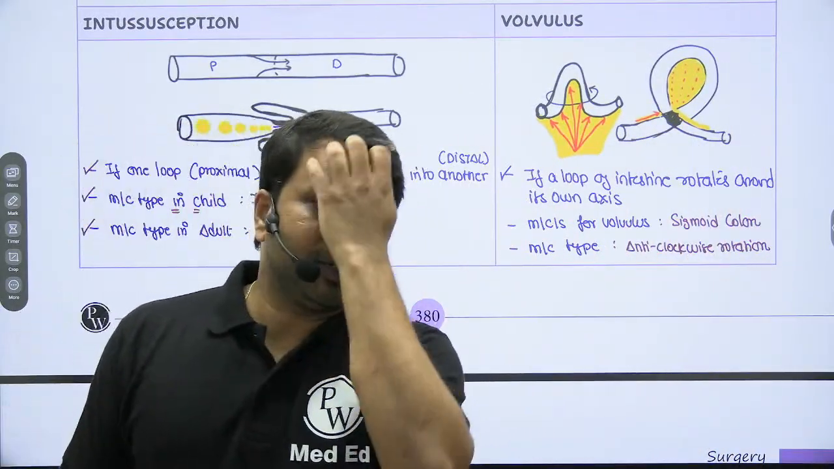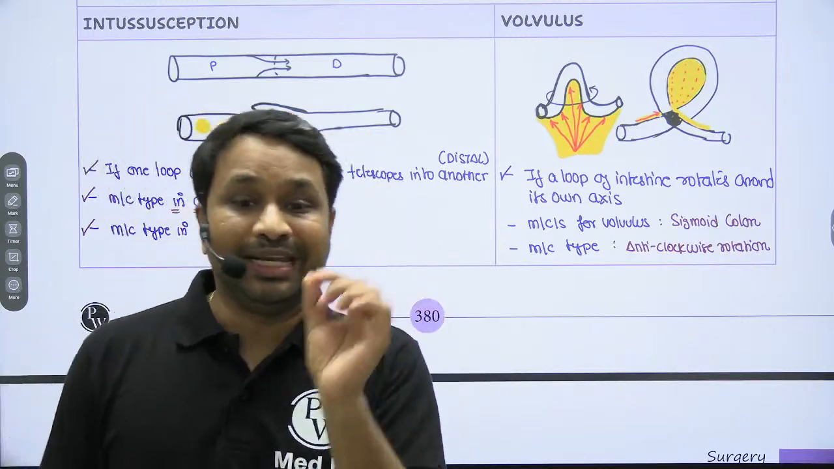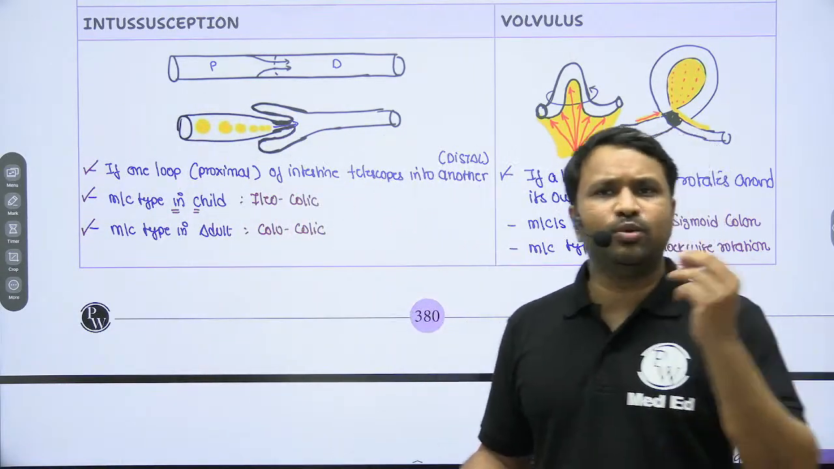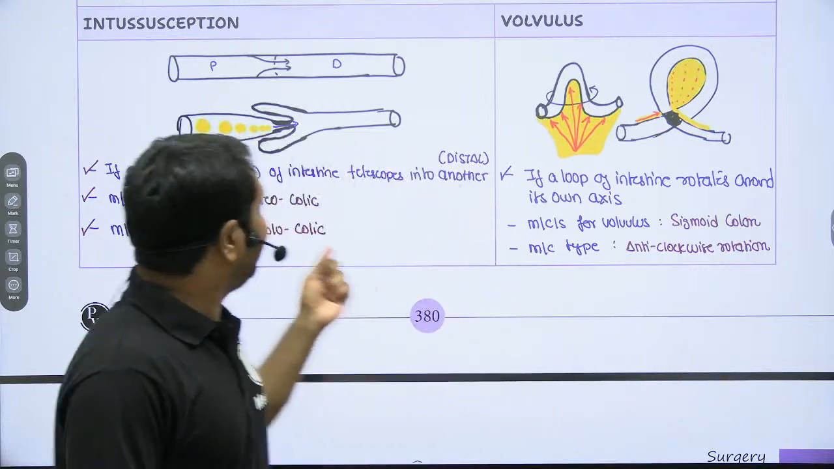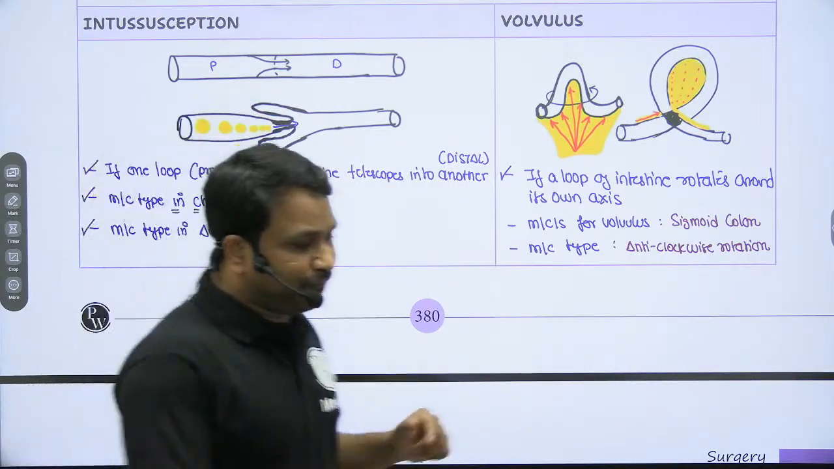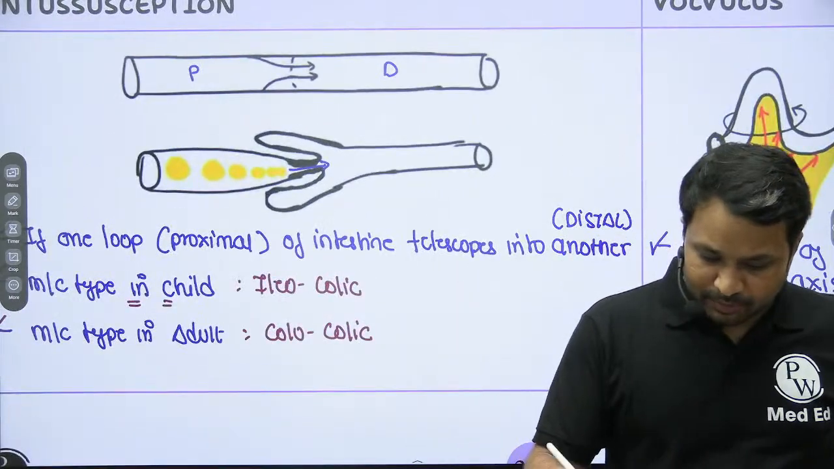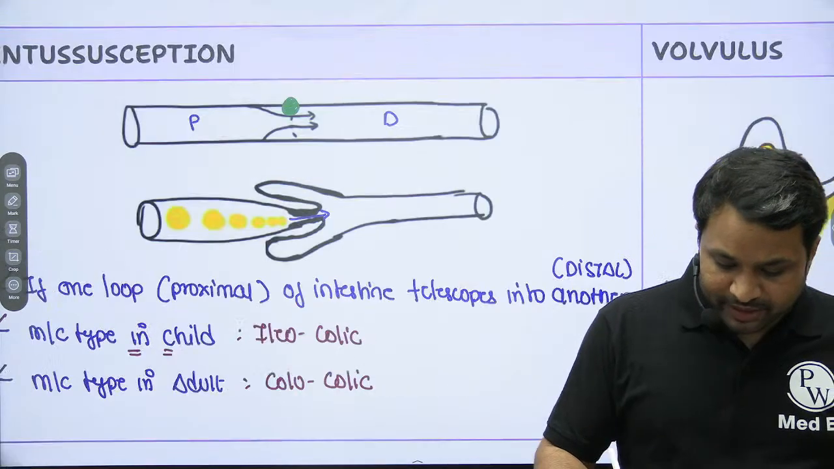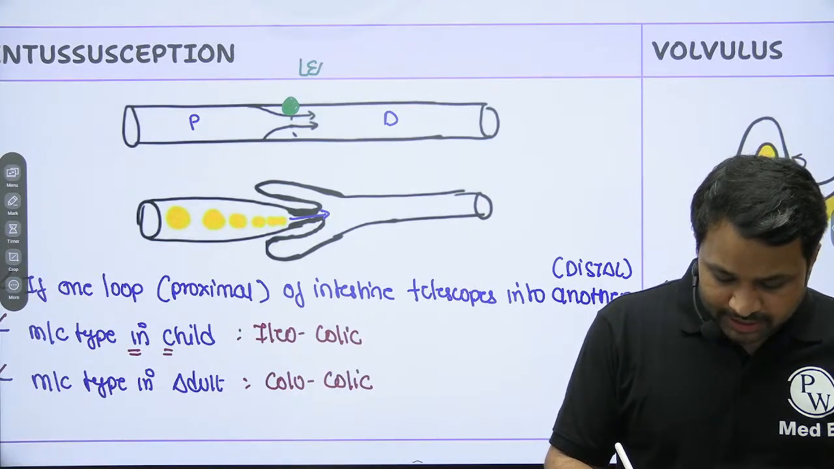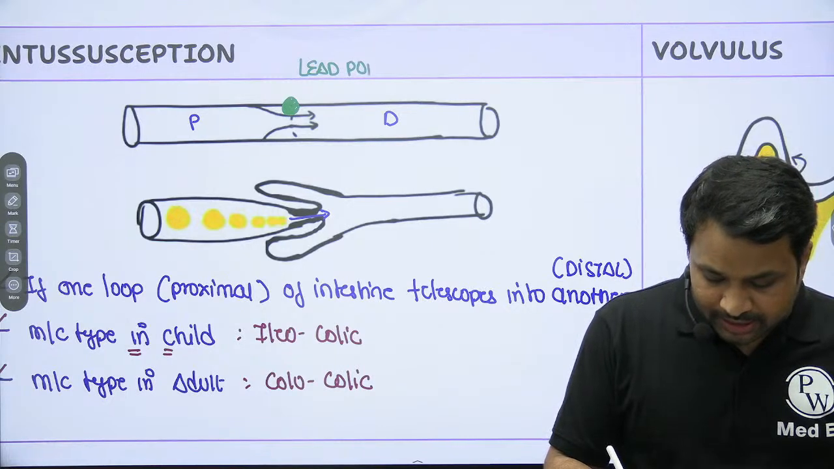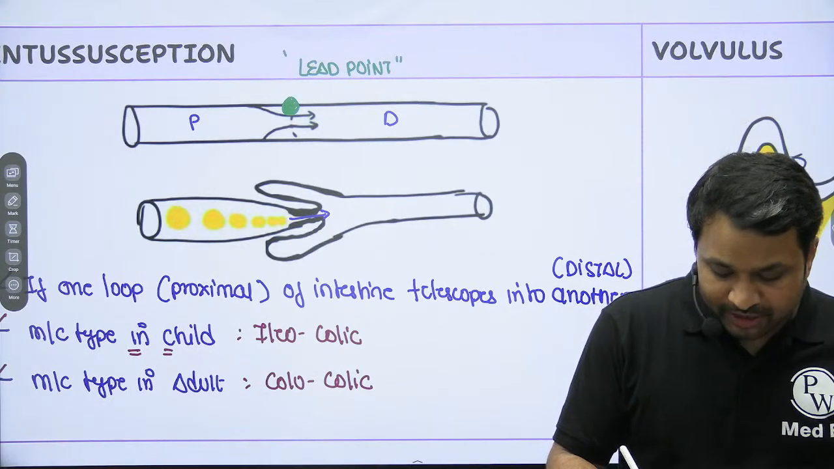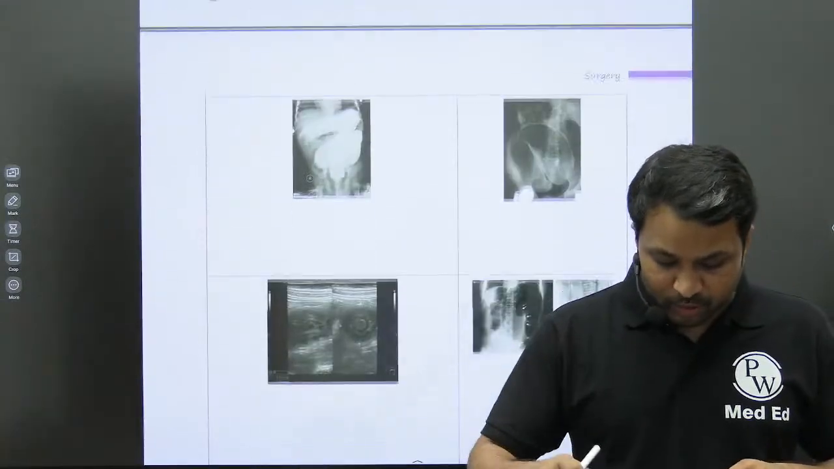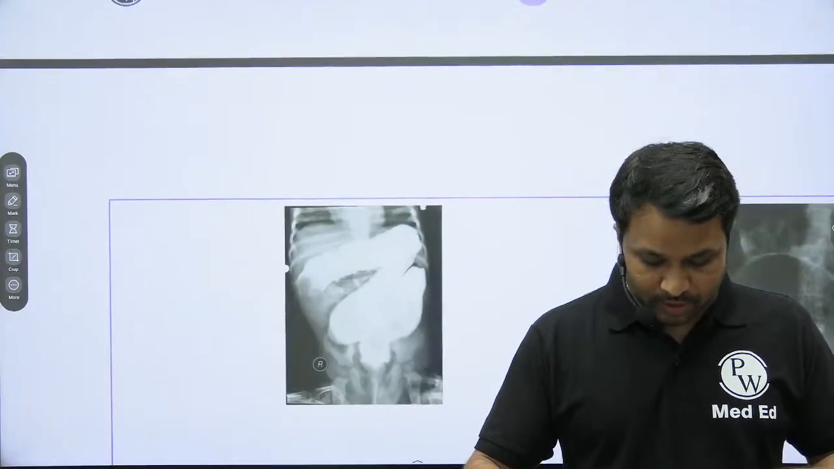In intussusception, one of the important aspects is the lead point. The concept of lead point is very, very important. What is a lead point? It is the point from where the intussusception starts. If the intussusception begins from this particular point, that is what we call the lead point. Now when you look at lead points, there are a couple of important questions with respect to them, I'm going to add it here.